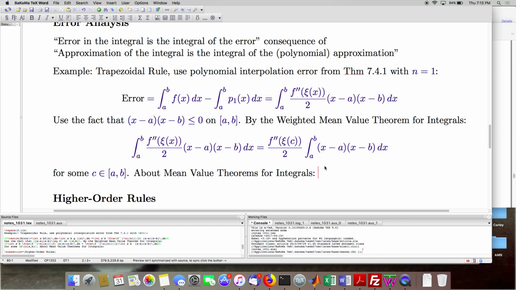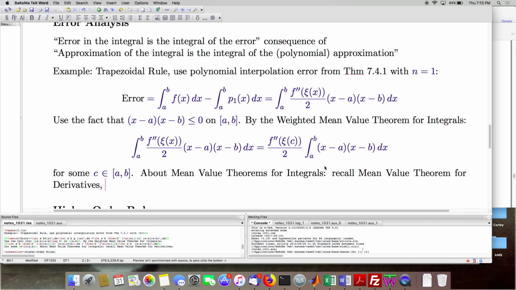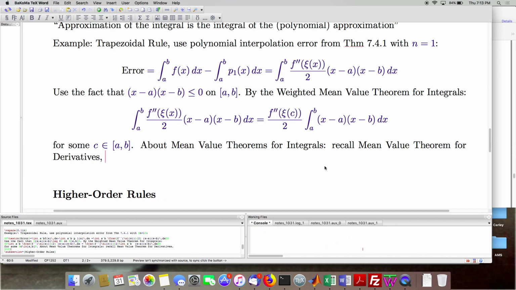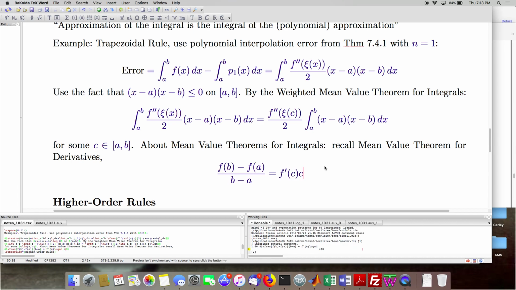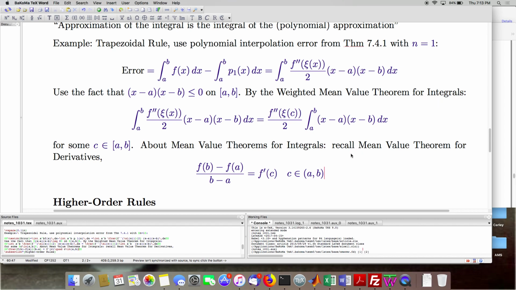Before I do that, I want to recall another mean value theorem. The mean value theorem for derivatives. That's f of b minus f of a over b minus a is equal to f prime of c for some c in the open interval AB. And actually, I could have done the same here. That's something in the open interval.